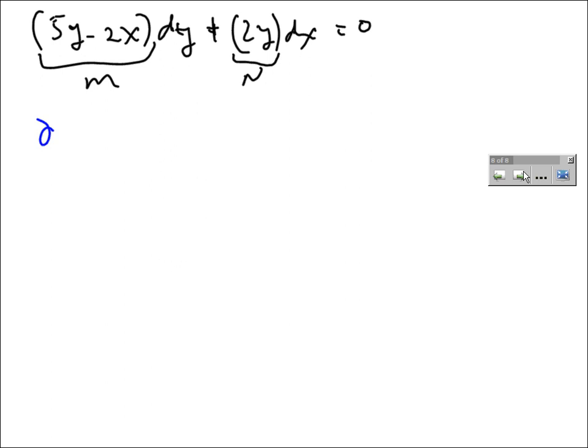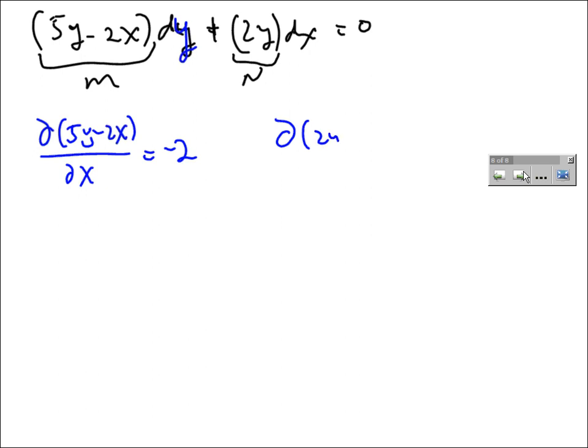The partial of M with respect to not y but x is going to be negative 2. And the partial of N with respect to not x but y is just going to be 2. And they're not equal.